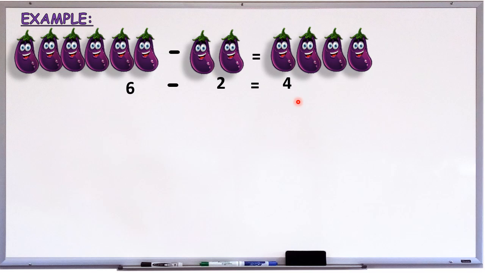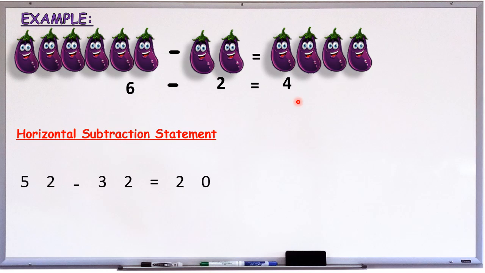We can write a subtraction statement in two ways, horizontally and vertically. Let's talk about the horizontal subtraction statement first. In this, we write numbers in a straight sleeping line like this. 52 minus 32 is equal to 20. So this is in a straight line. This is a horizontal subtraction statement.